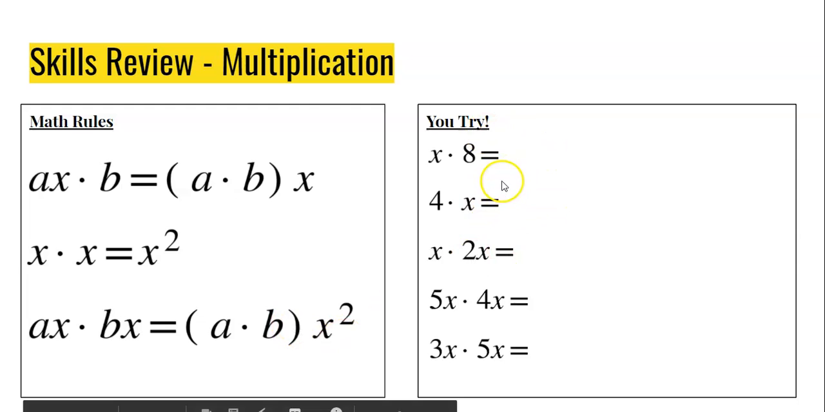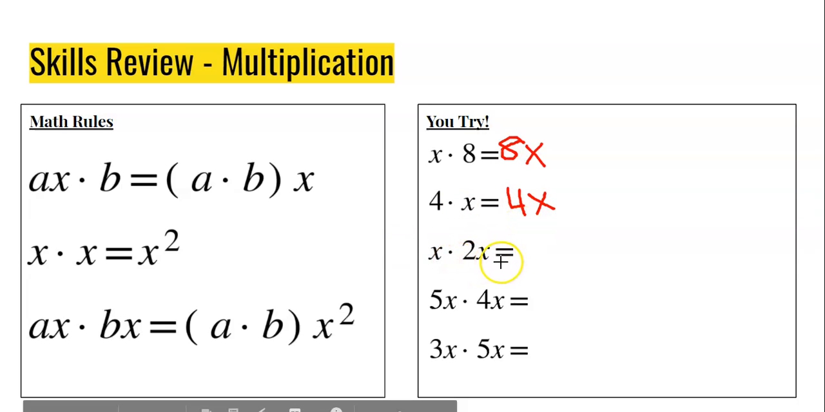So now looking at some examples, we see 8 times x. Well, number times number, there's only one number, so I keep that number. So 8. There's only one variable, so I keep that variable. So x times 8 is 8x. Now you try this one. What's 4 times x? Good. So 4 times x, hopefully you noticed that you have one number, keep the number. One variable, we keep the variable, should just give you 4x.